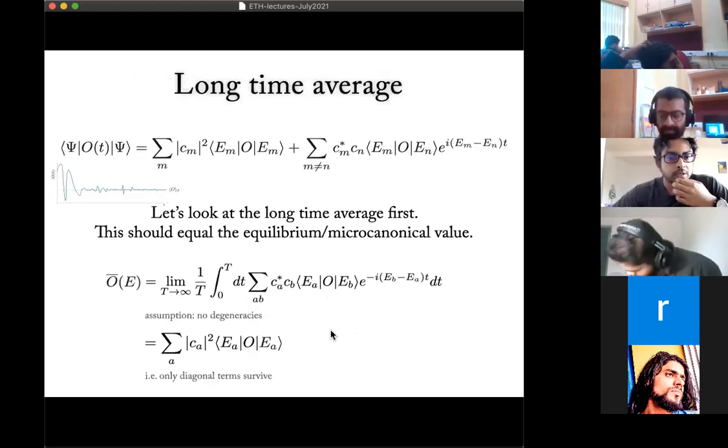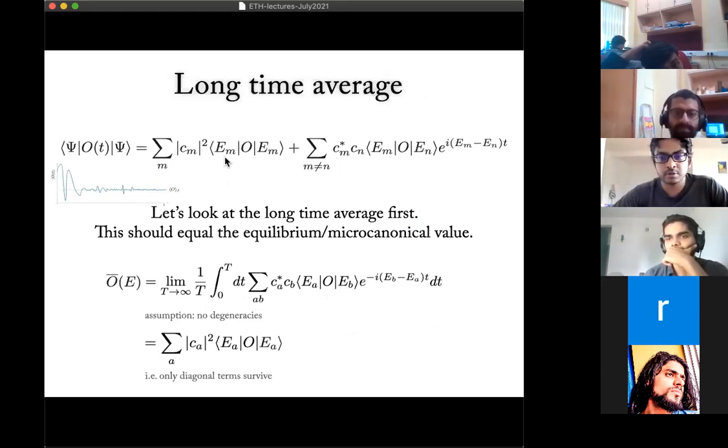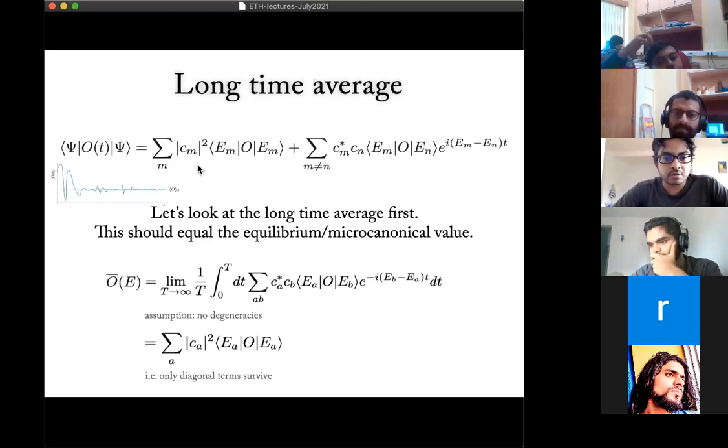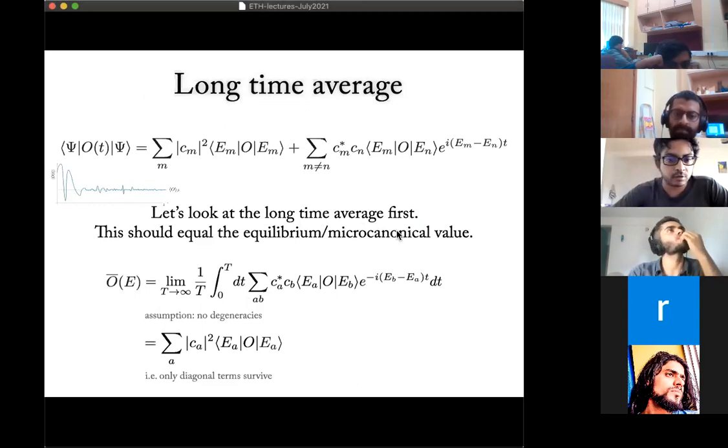All right. Now we'll look at the long time average. Let's try to separate out the sum into diagonal terms. These are terms with EM equal to EN, so this phase actually goes away. So this is this. And you have some off diagonal terms, which is EM not equal to EN. It just follows from this if you separate out the sum with M equal to N terms and M not equal to N terms. This is a constant piece, which does not depend on time, whereas all the time dependence actually sits in the off diagonal terms. Now let's look at the long time average first. This should be equal to the equilibrium or microcanonical value.